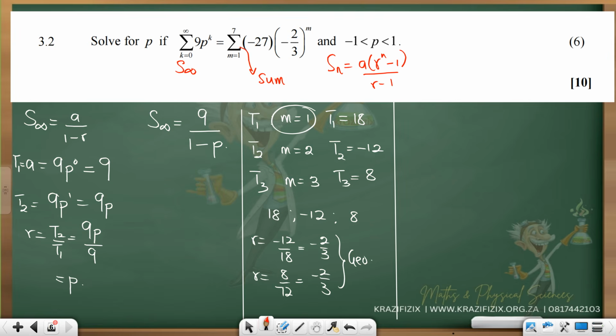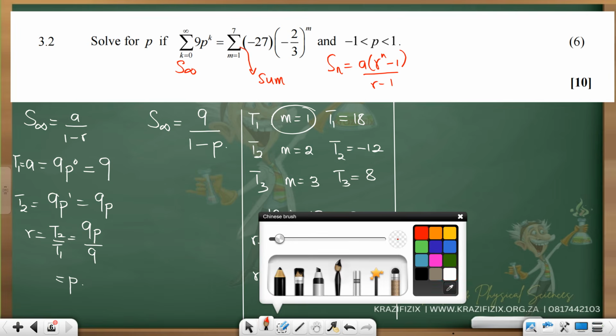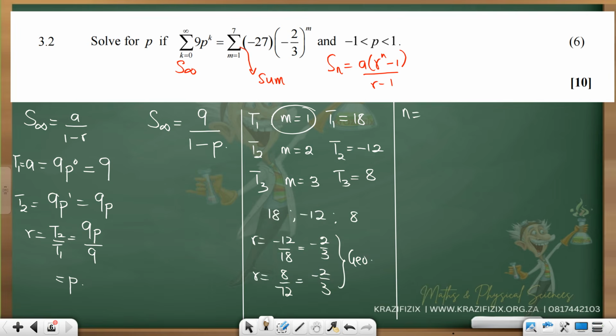Top minus bottom, but plus 1 is still 7. So you were lucky. So n is top minus bottom plus 1. 7 minus 1 plus 1, which is what? 7. We're still dealing with the right hand side before I put everything together.